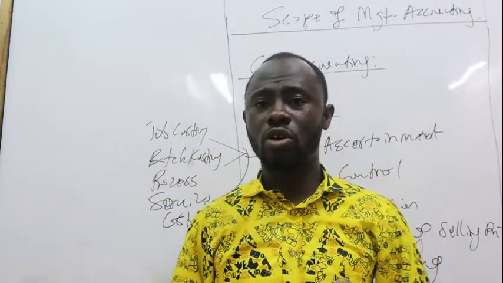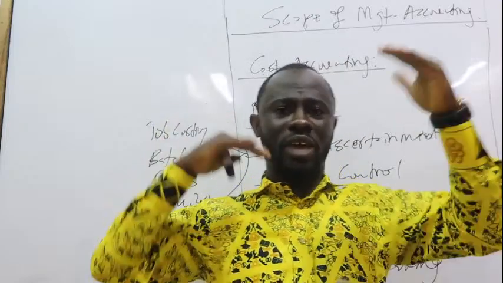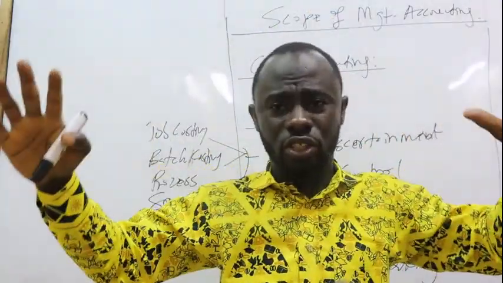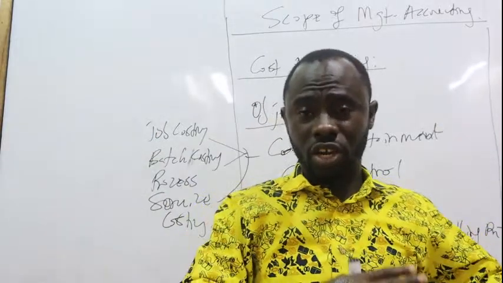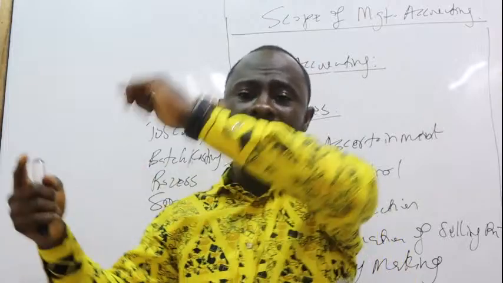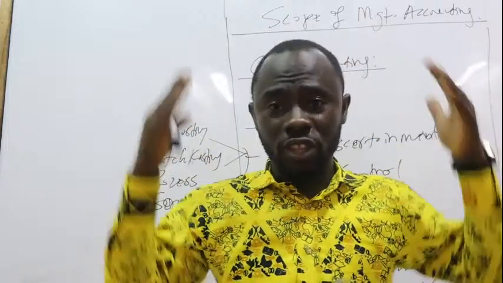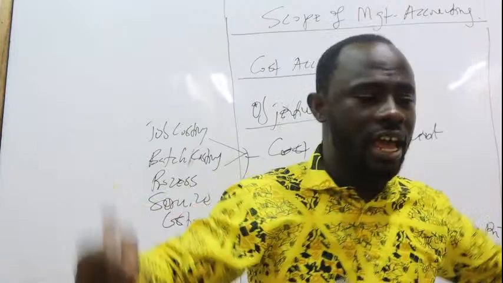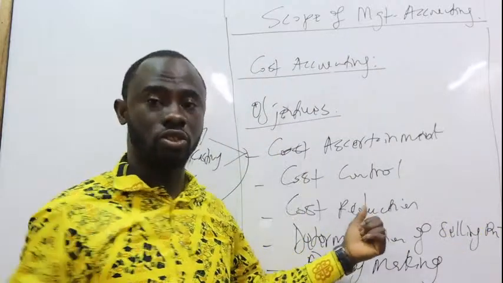Or overhead control, making sure that we don't spend money on things that we are not supposed to spend on. Or budgetary control, making sure that we put systems in place in order for us to budget, and people must be held accountable for the budget. All those things enhance cost reduction.